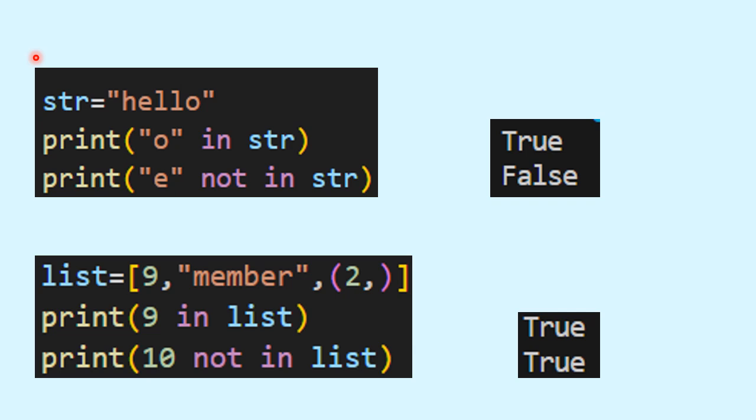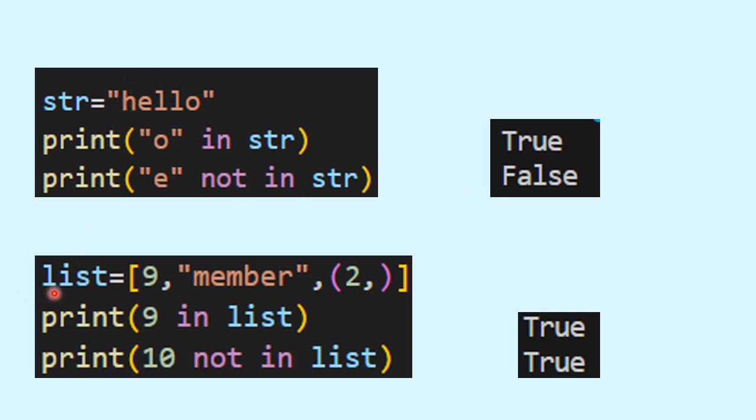Here we are going to look at some examples of membership operators. We are assigning a string to the variable str, and we are printing whether o is in string. Since o is already in the string, we get the value true. Since e is also in the string, but we are using the not in membership operator, the value will return false, since e is present in the string.